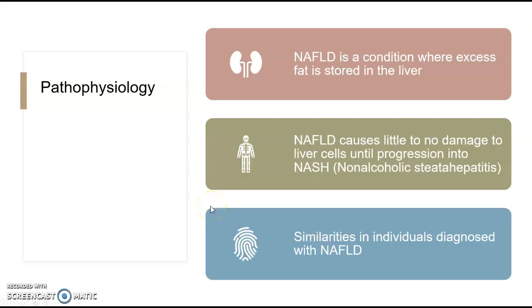So a little background history of NAFLD. It's a condition where excess fat is stored in the liver and it causes pretty much no damage to the liver cells until it progresses into something worse. That's called NASH or non-alcoholic steatohepatitis, and that leads to cirrhosis. NAFLD is commonly seen in patients that might struggle with obesity, insulin resistance, or they may have elevated triglycerides or cholesterol.